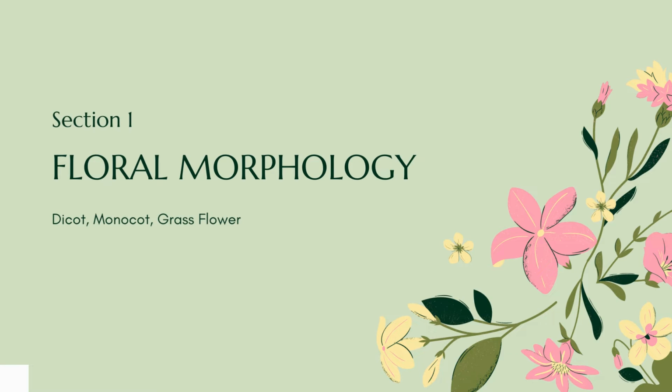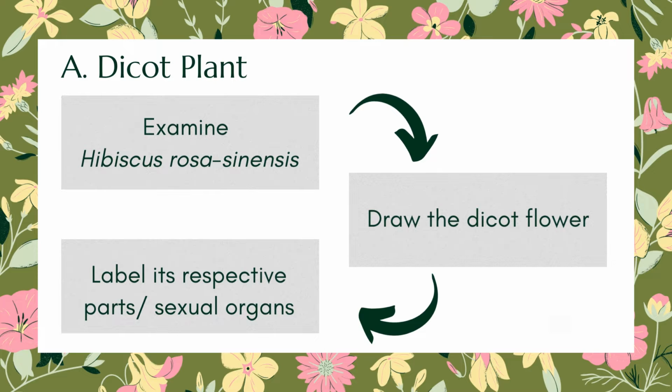For Section 1, the floral morphology of the plants, the methodology is the following. First is to examine the Hibiscus rosa-sinensis. Second is to draw the figure of the flower, and lastly is to label its respective parts and sexual organs.